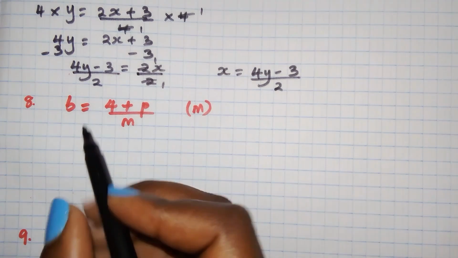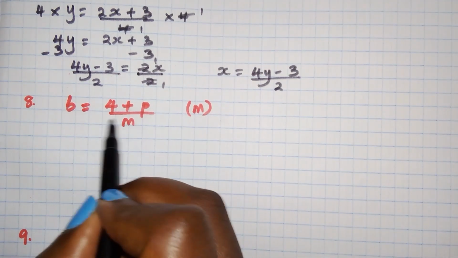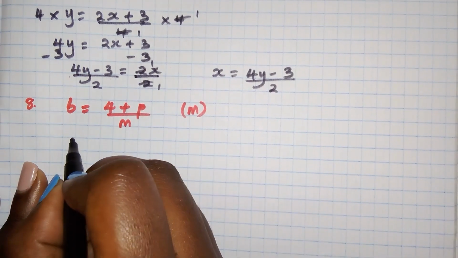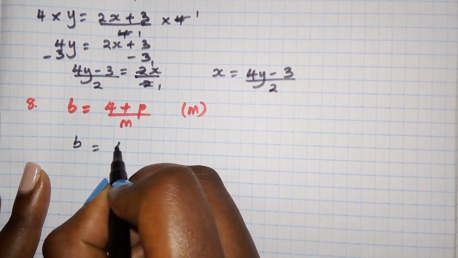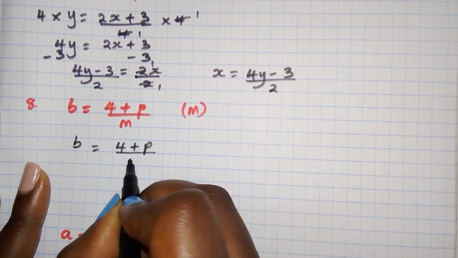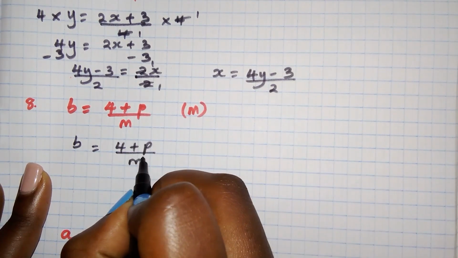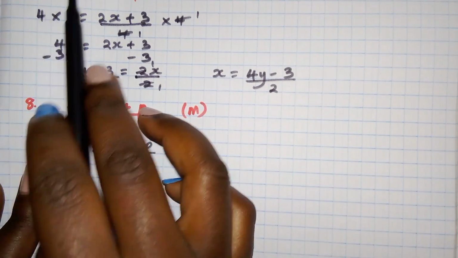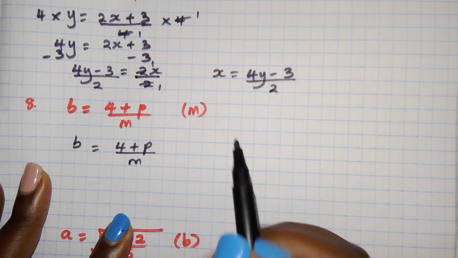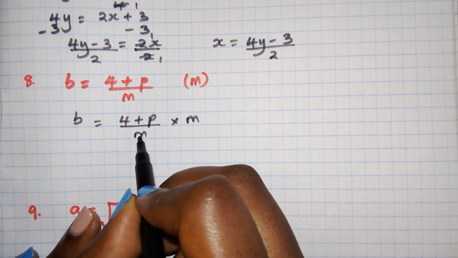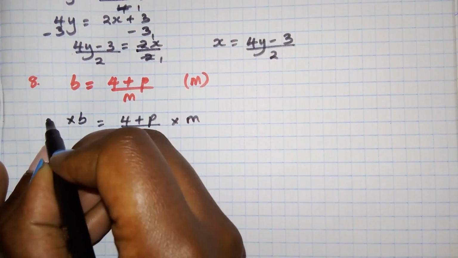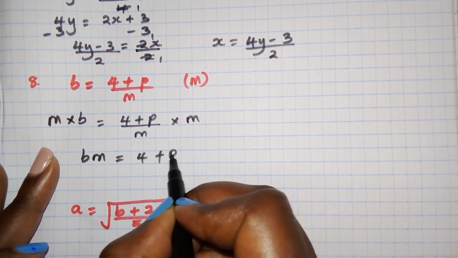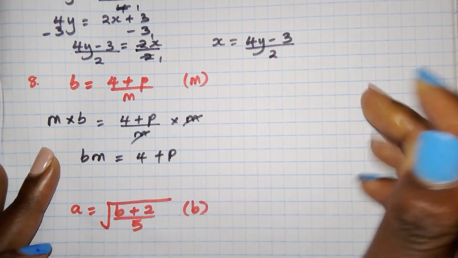Okay, number 8, b equals to 4 plus p all over m. You have to make m the subject. So b equals to 4 plus p all over m. So let's start with the m, because there's a fraction. It's good to have a linear equation without any fraction. Opposite of dividing by m is times m on both sides. M times b is bm equals to 4 plus p, because here m will cancel with that.